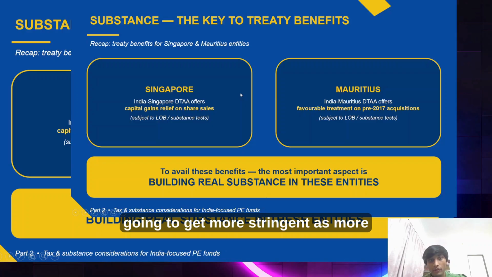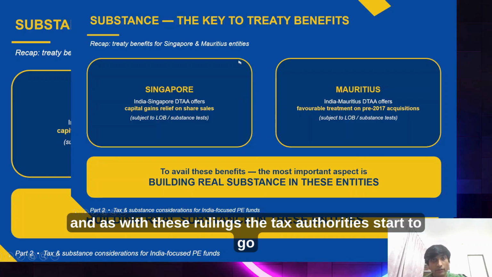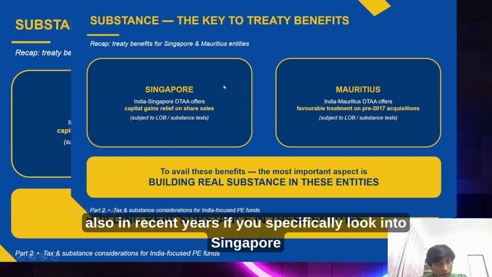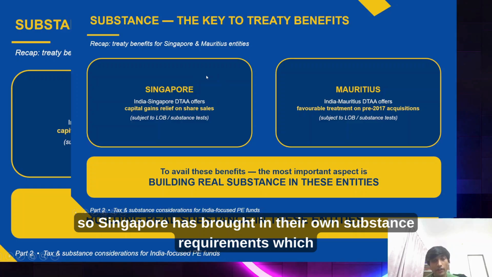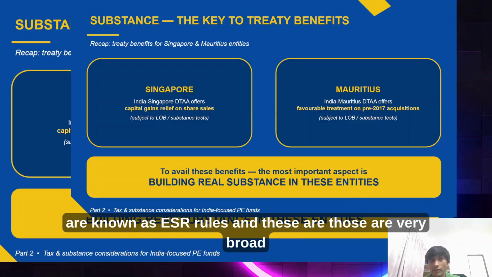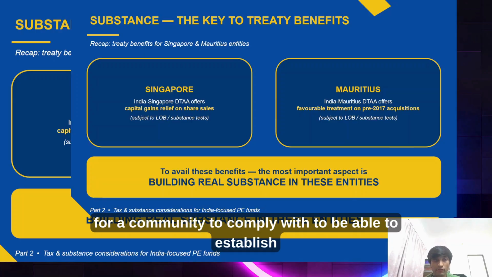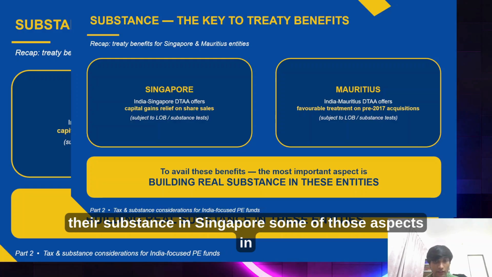going to get more and more stringent as, with these rulings, the tax authorities start to go deeper into these fund structures. And also in recent years, if you specifically look into Singapore, Singapore has brought in their own substance requirements which are known as ESR rules, and those are very broad in that they require various things for a company to comply with to be able to establish its substance in Singapore.